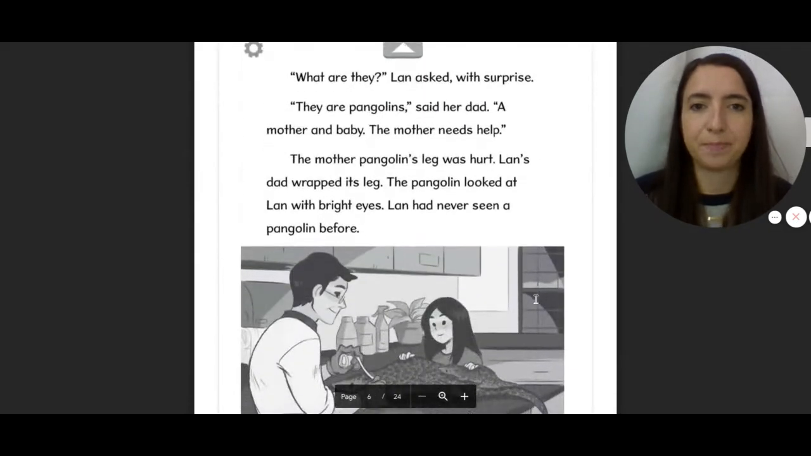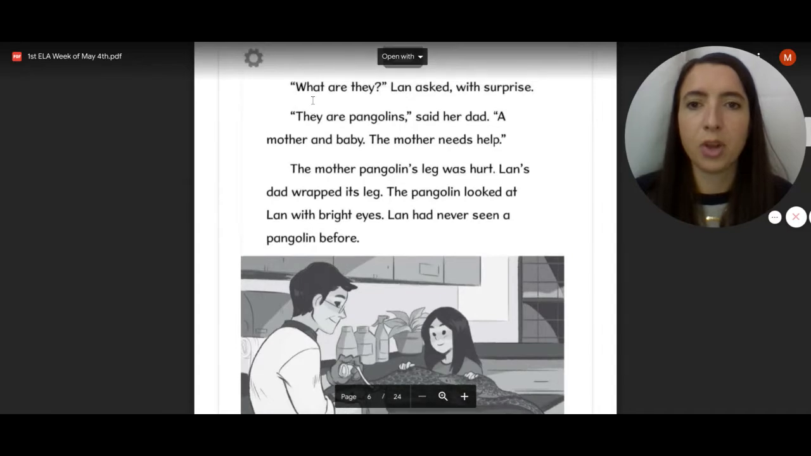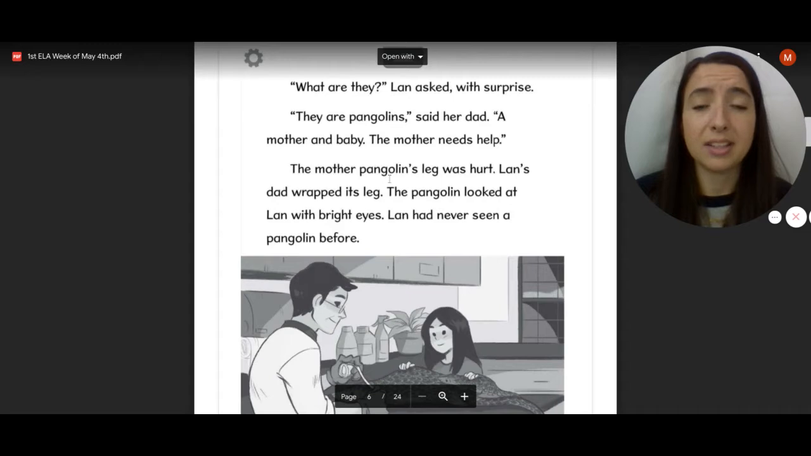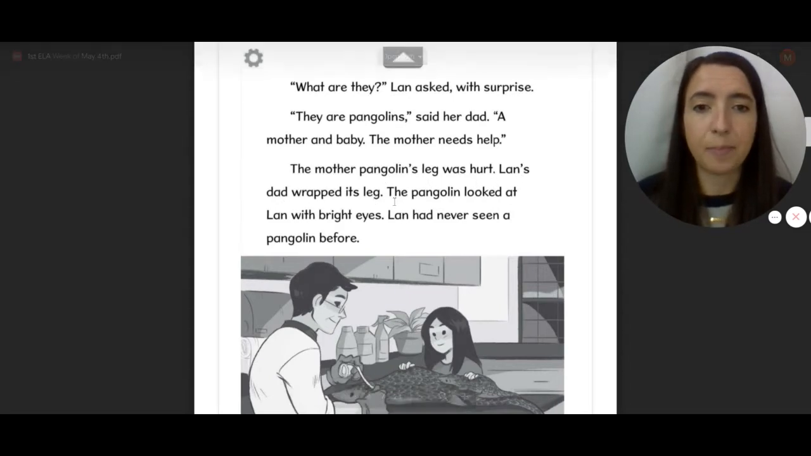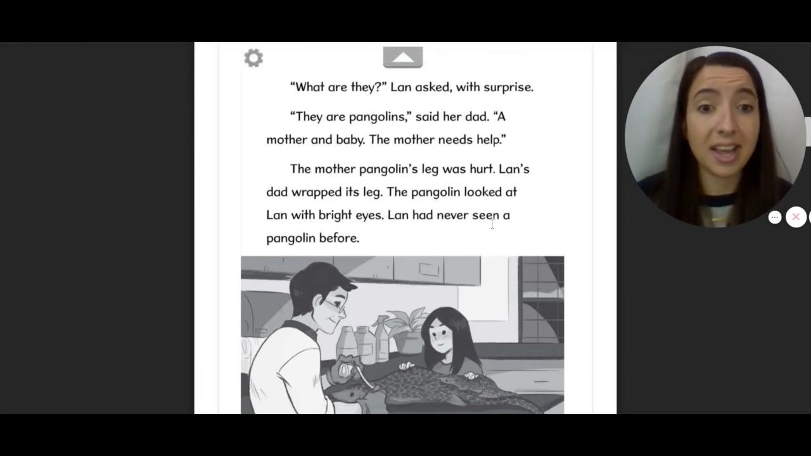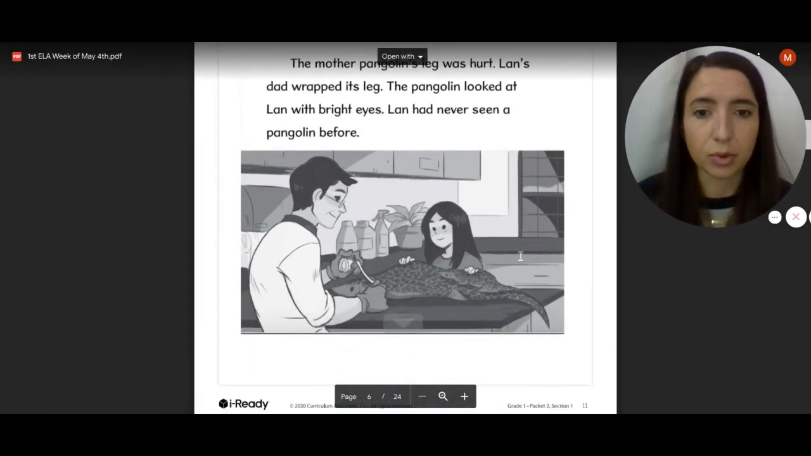Let's keep reading. What are they? Lan asked with surprise. They are pangolins, said her dad, a mother and baby. The mother needs help. The mother pangolin's leg was hurt. Lan's dad wrapped its leg. The pangolin looked at Lan with bright eyes. Lan had never seen a pangolin before.